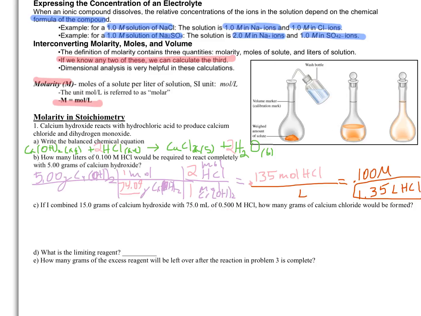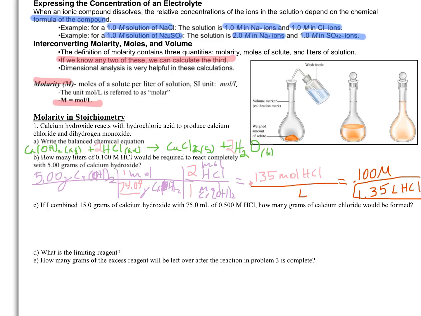For the next one, if I combine 15 grams of calcium hydroxide with 75 milliliters of 0.5 molar HCl, how many grams of calcium chloride would be formed? I have 2 starting amounts for 2 reactants, asking for the amount of product produced. That's a limiting reactant problem. Now the only difference between this and what we've always done is instead of starting with grams or atoms or liters or moles, we started with molarity with milliliters. We can easily find moles from there.